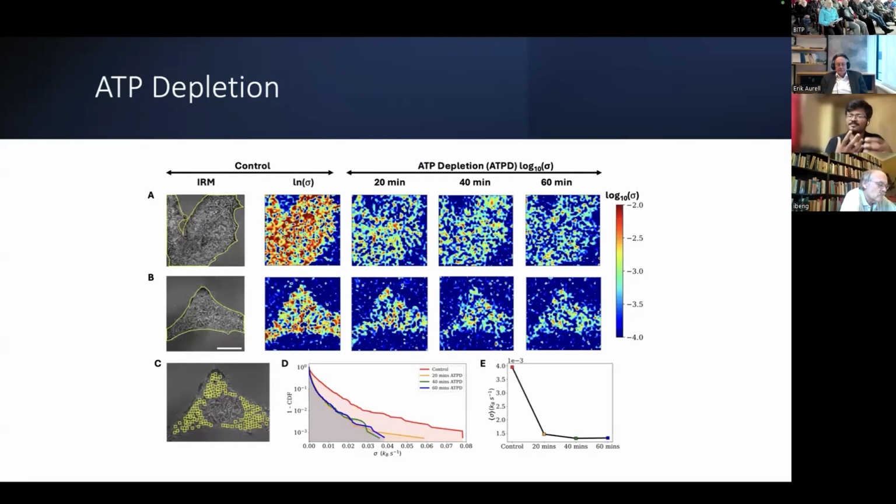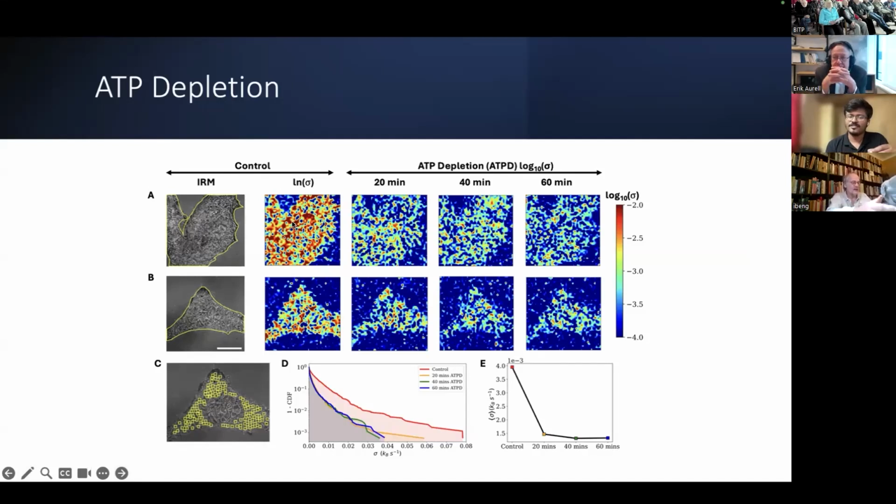So you have a healthy HeLa cell, and then you treat it with a drug that is essentially killing the cell. So now the cell has much less access to ATP than before. At time t equal to 0, you have a healthy HeLa cell. And then at 20 minutes, 40 minutes and 60 minutes, it's essentially dying. Now what you're measuring is the dissipation from the cell using this machine learning algorithm.